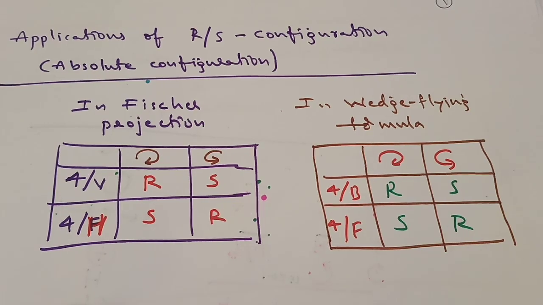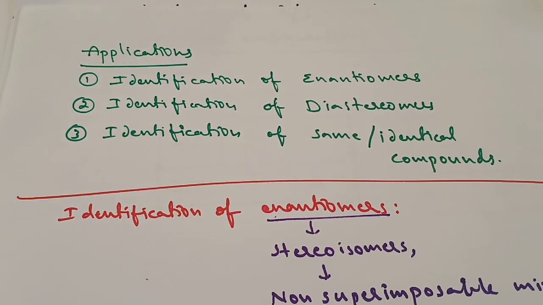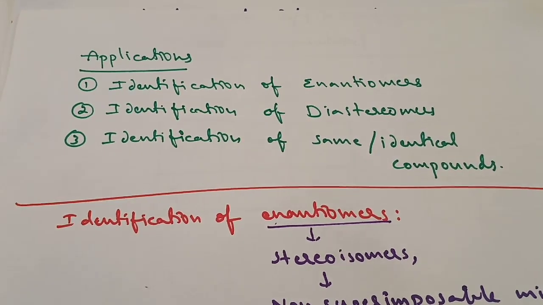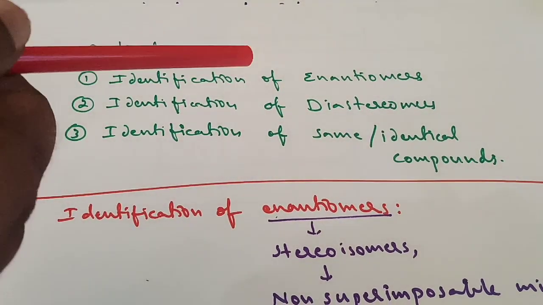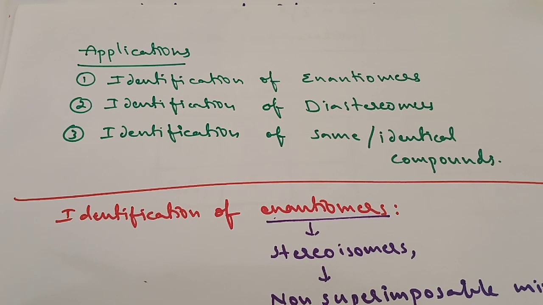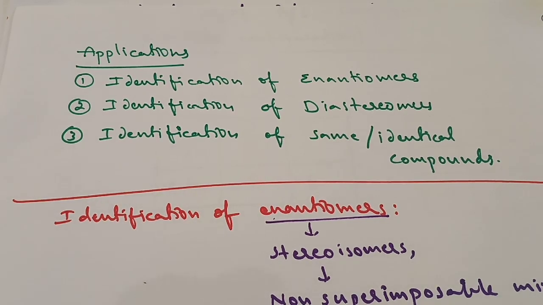Now guys, let us see the applications of the absolute configuration. Here we have 3 important applications. Number 1, we can identify enantiomers, identify diastereomers, and identify identical or same compounds. Because if you see some questions in previous competitive exams, you may have questions like which of the following pairs of compounds are enantiomers, diastereomers, or identical compounds. Very simple guys, don't get confused.